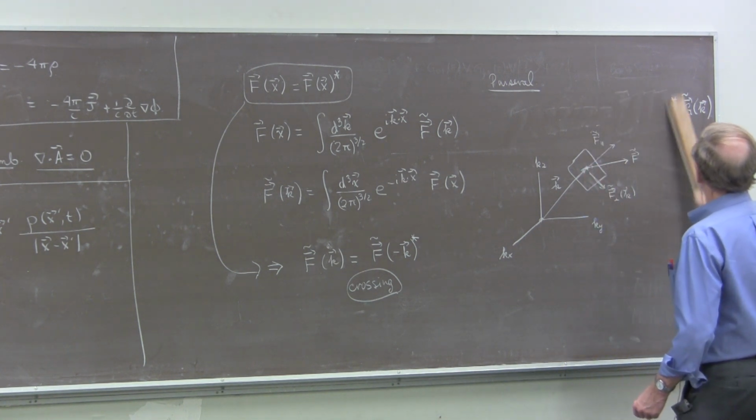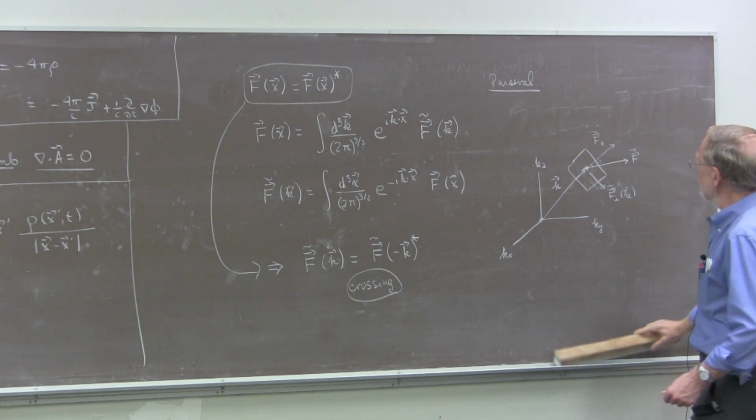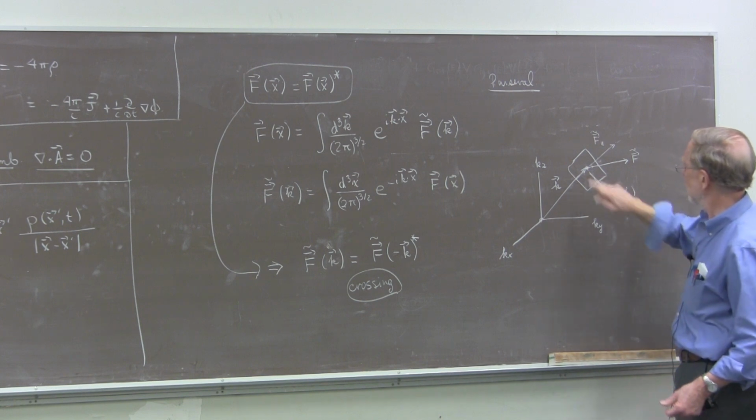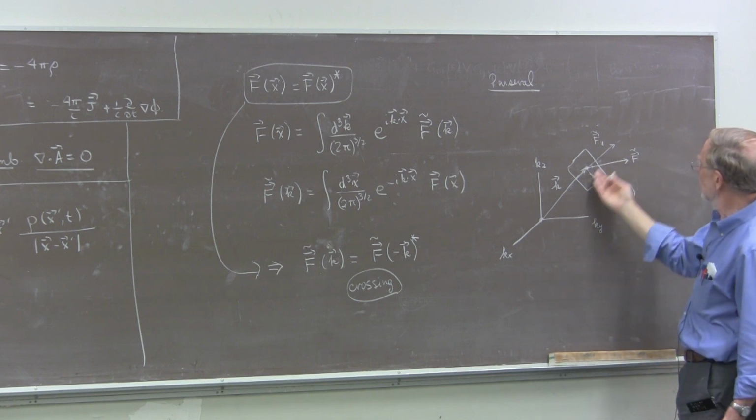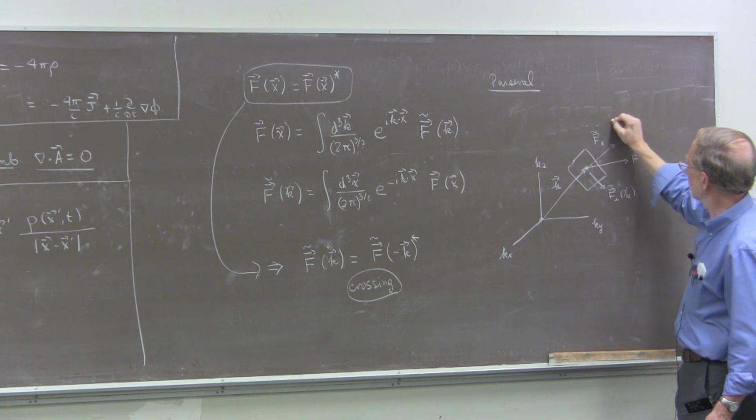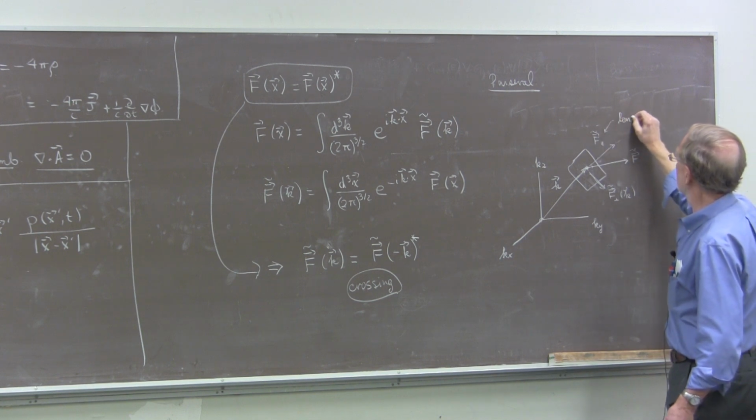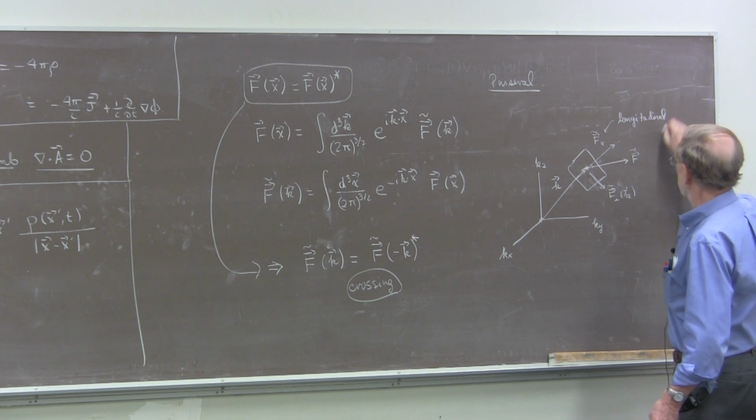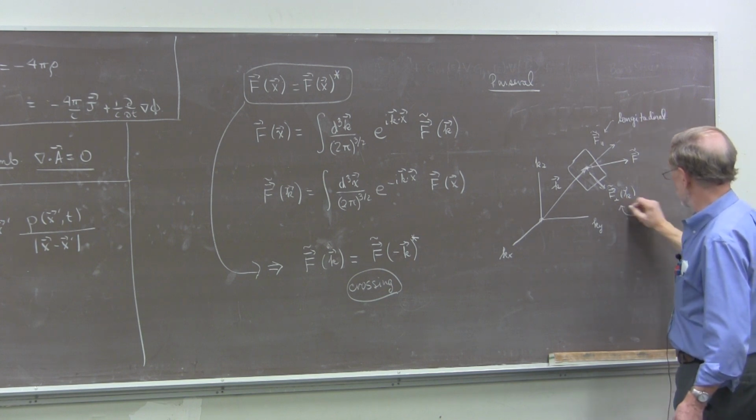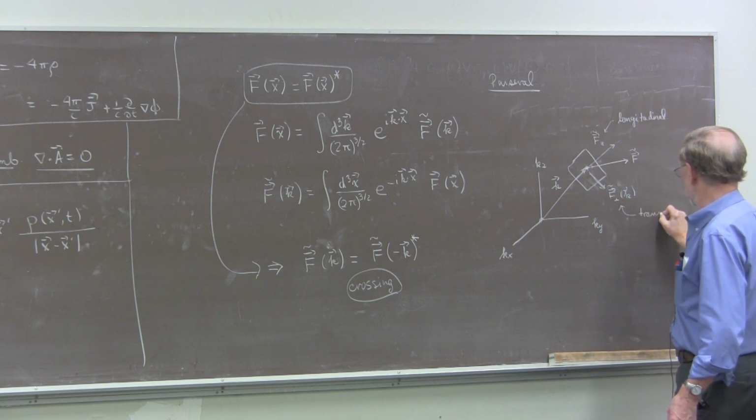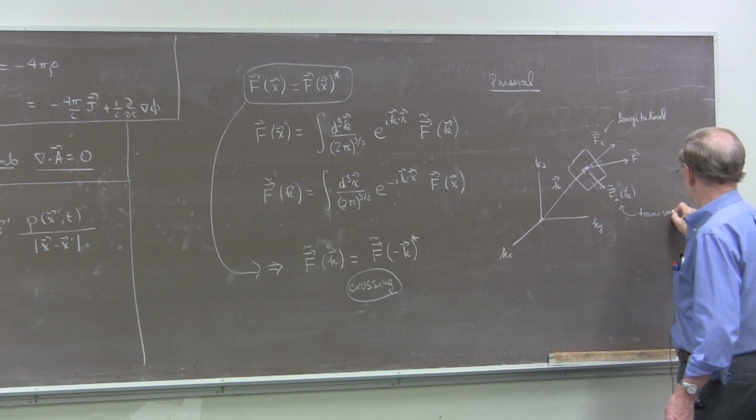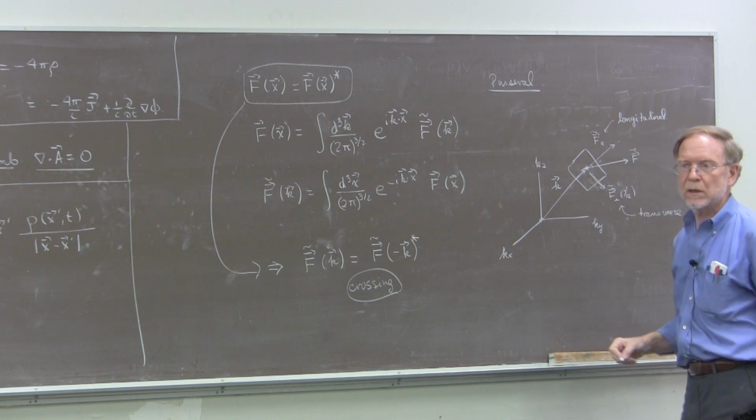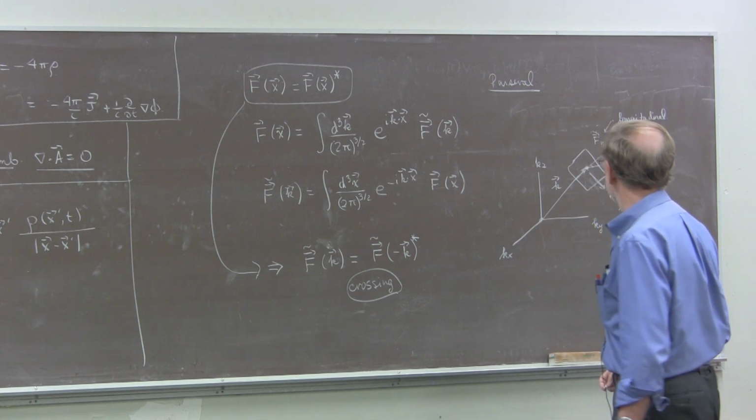Getting in the way of the diagram. So this is just decomposing a vector at a point K into its part which is parallel to K. This is called the longitudinal part. And the part which is orthogonal to K is called the transverse part. In other words, the terms longitudinal and transverse really apply to K-space, is the terminology here.